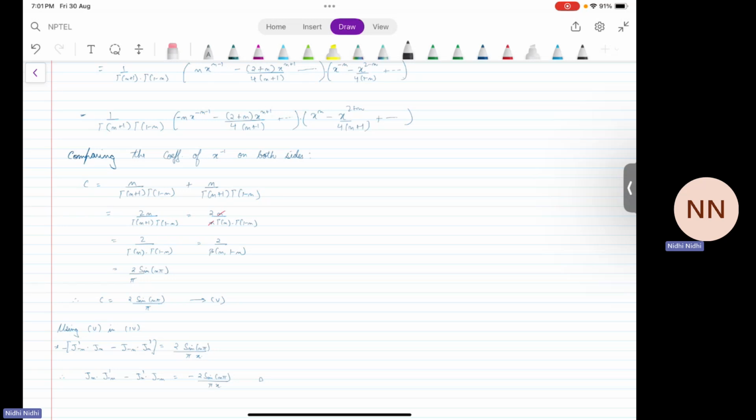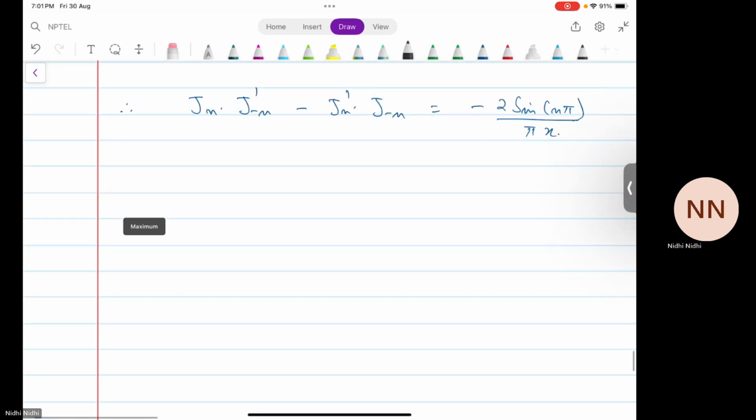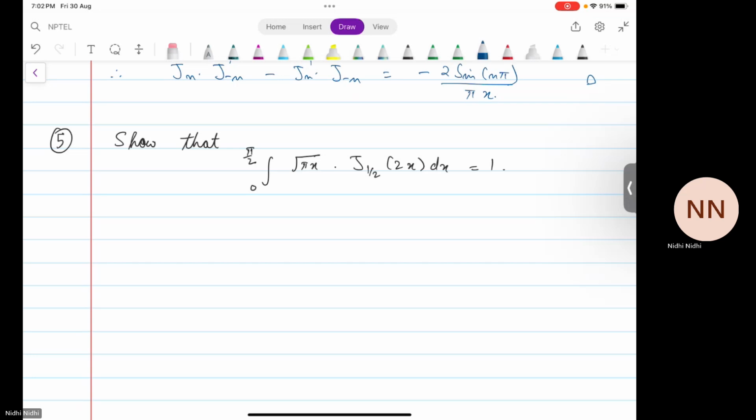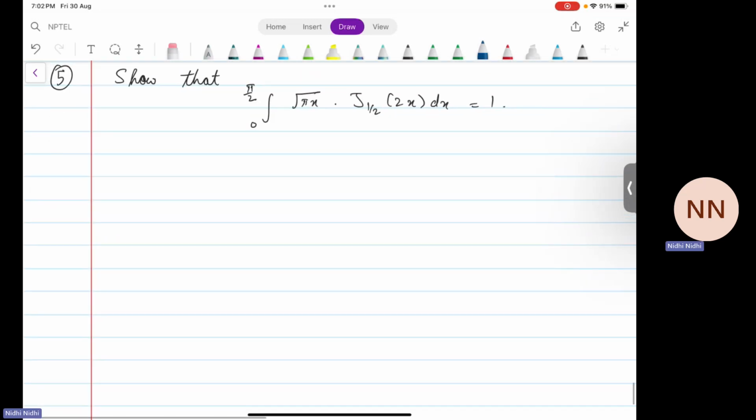Let's move to the next question. Question number 5. Show that the integral from 0 to pi by 2 of root pi x times J 1 by 2 of 2x dx is equal to 1. Again, we'll be using the standard expression for J 1 by 2 of x.